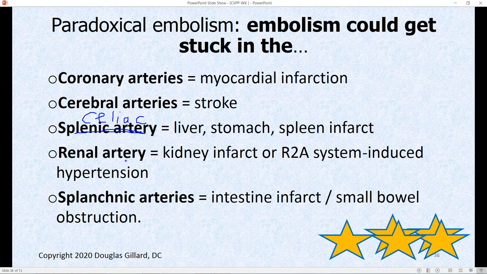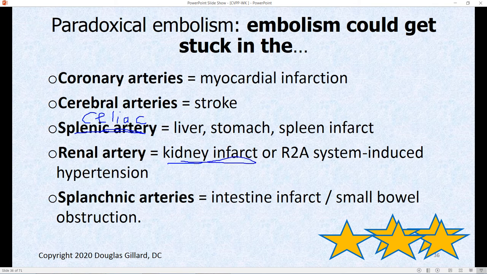Could go in your renal artery. And you could tell I just made these slides last night. I actually completely redid this lecture because we had so much overlap in it. Renal artery, well, it could cause a kidney infarct. You could lose a kidney.